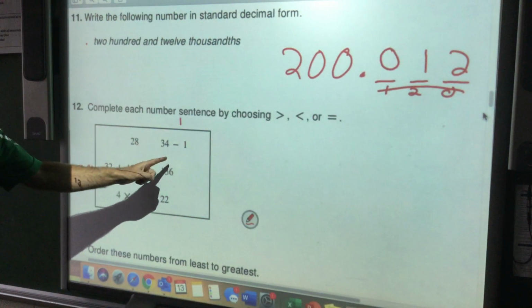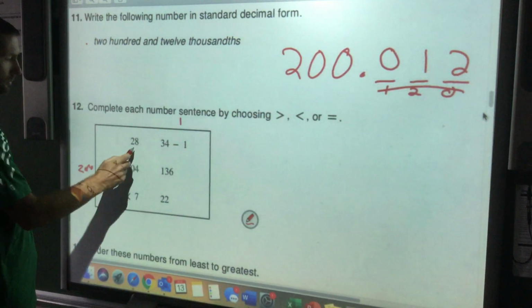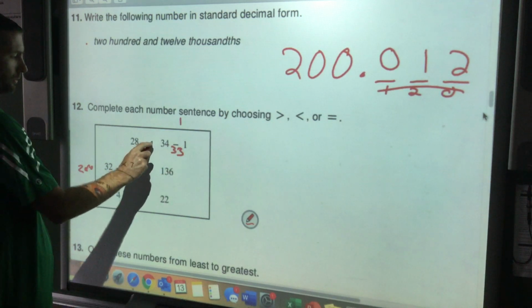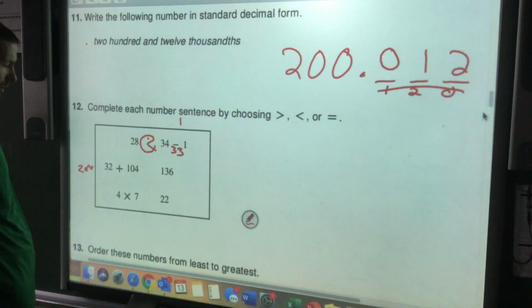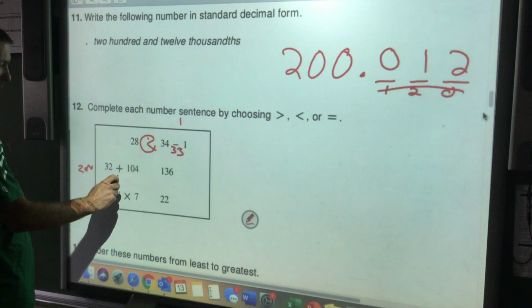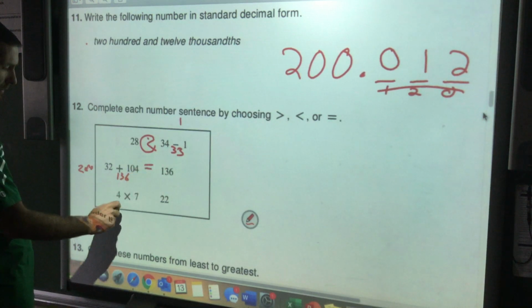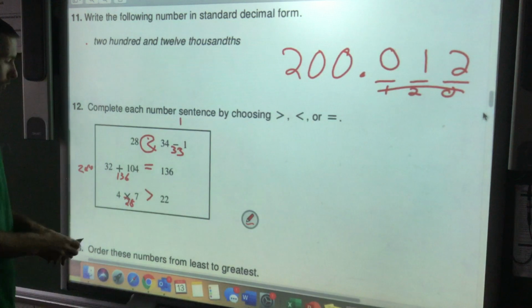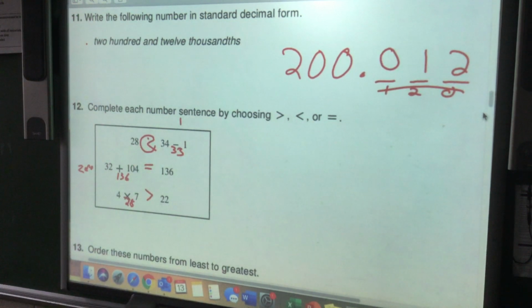Complete each number sentence by choosing greater than, less than, or equal to. 34 minus 1 is 33. Okay, we want to eat the bigger one, Pac-Man does. 32 plus 104 is 136. That's the same. 4 times 7 is 28. That's greater than.